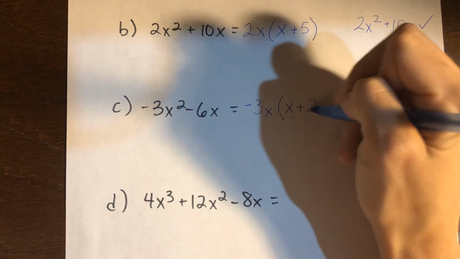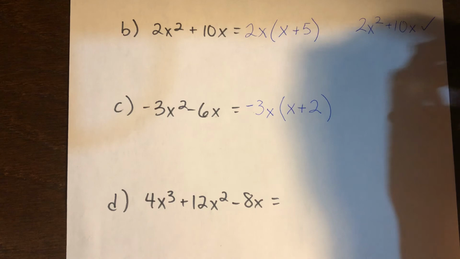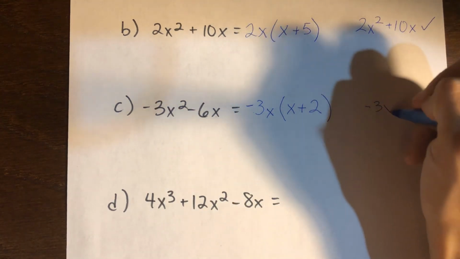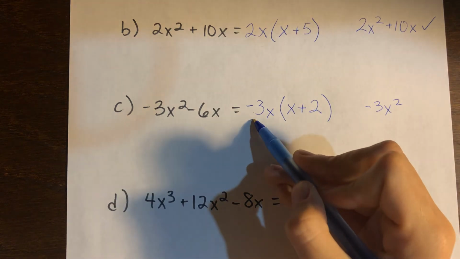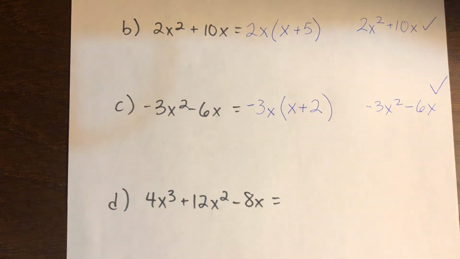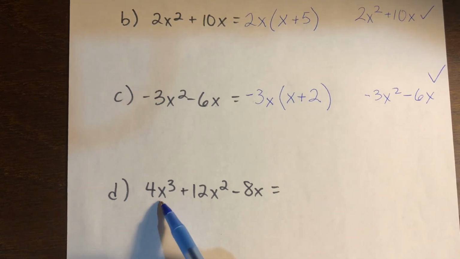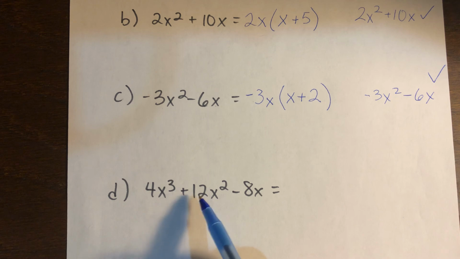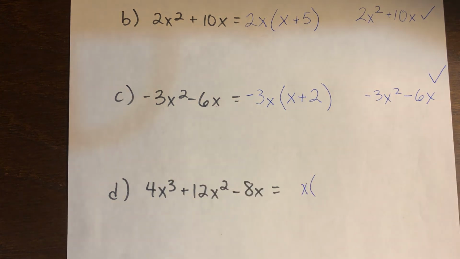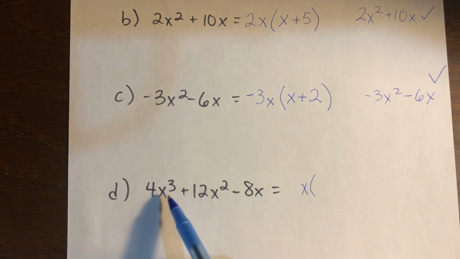And if I want to see if I'm right, negative 3x times x is negative 3x squared. Negative 3x times a positive 2 gives me a negative 6x. So it checks out. Last one, so we have a cubic. They all have an x in common. This one only has 1, this one has 2, and this one has 3. So the most we can take out is 1.